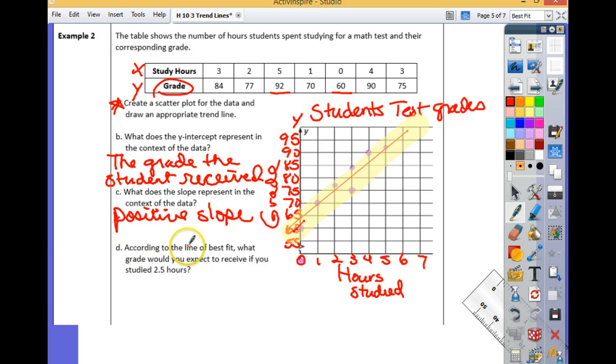According to the line of best fit, what grade would you expect to receive if you studied 2.5 hours? Blurt it out. What do you think you would get? Approximately? Probably going to get what? Approximately between what and what? Between 75 and 80% we're looking at? Approximately?